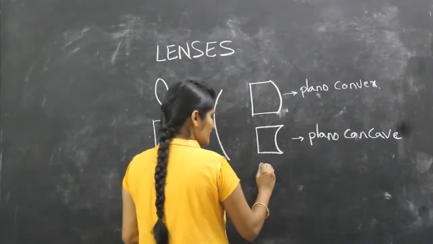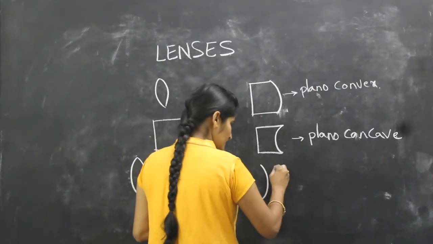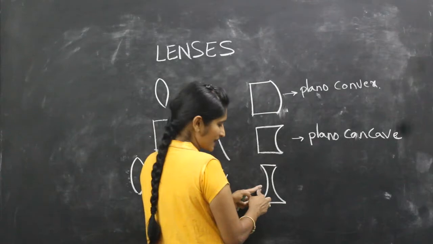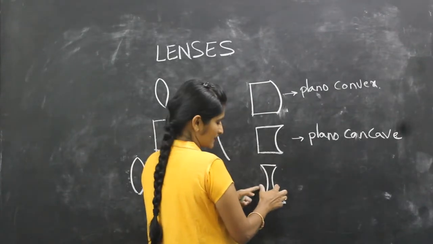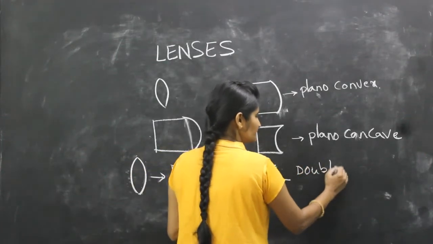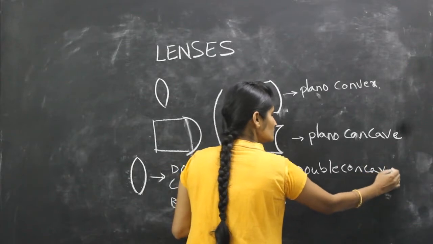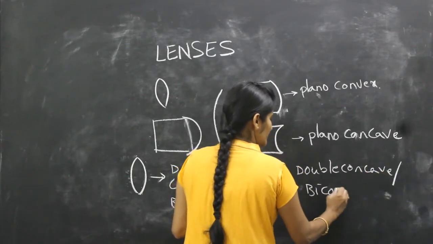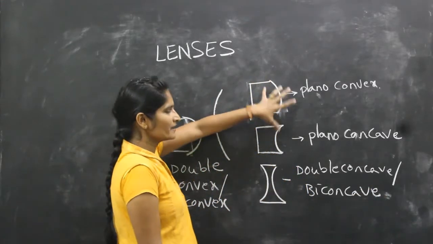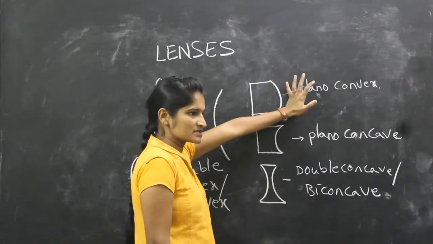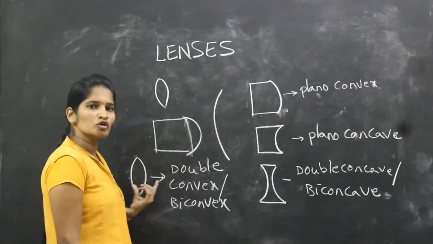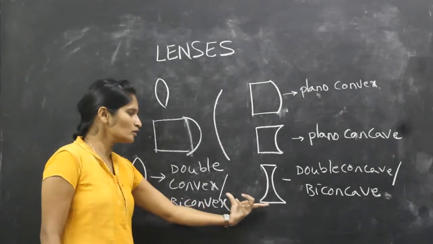Next we will see if we consider both as concave surfaces. One side is concave and the other side is also concave, so both are concave surfaces. This is called double concave or biconcave. First we considered one plane surface and one curved surface; these are the two conditions. In the next case we considered two curved surfaces. So these are the lenses we got.